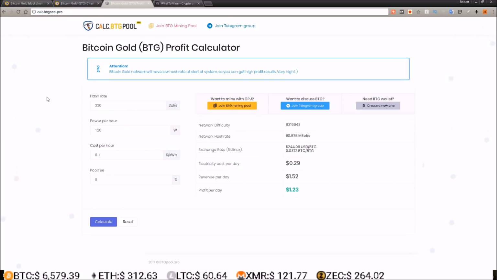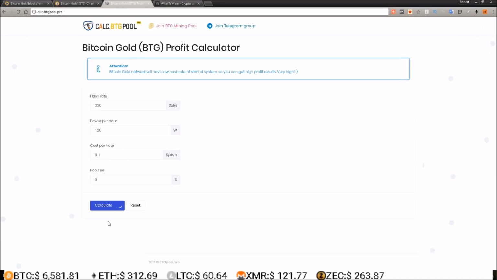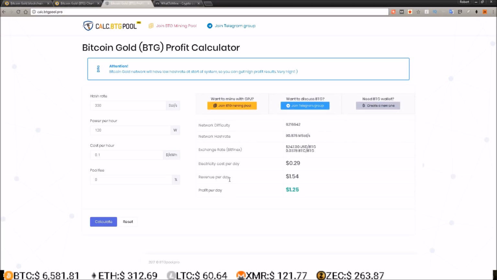So here we have a Bitcoin Gold profit calculator, and I have it filled out for one AMD RX 580 card, which on a 580 I get around 330 sols a second off of 120 watts. And I'm using a power cost of 10 cents a kilowatt hour. So we hit calculate. And this RX 580 is making around $1.54 a day. Minus power costs, you get $1.25 per day profit.